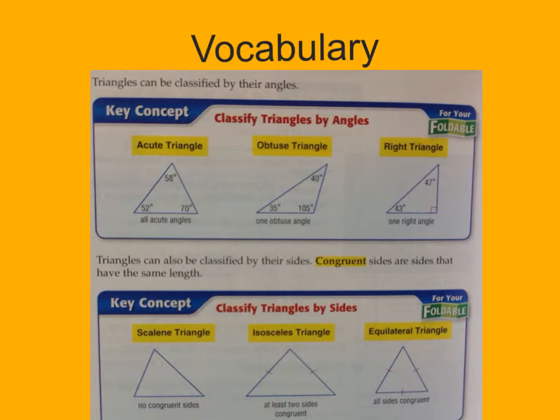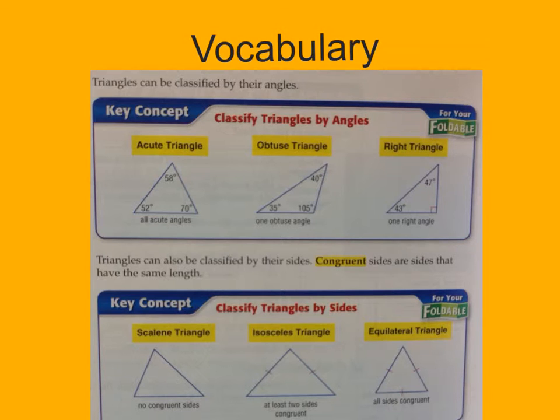Today we're going to be classifying triangles one of two ways, either by their angles or by their sides. If we have a triangle where all three angles are acute angles, we call that an acute triangle. If a triangle has one obtuse angle, like this one right here, it's greater than 90 degrees, we call that an obtuse triangle. And if you have a triangle with a right angle in it, like this, perfect square corner, we call that a right triangle.